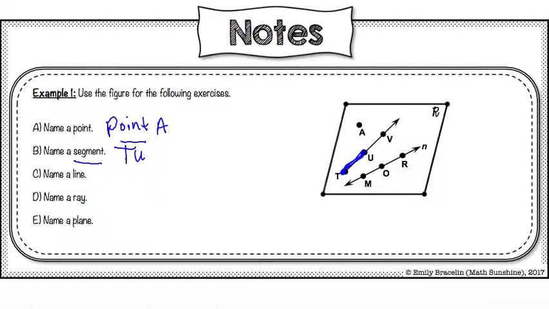How about a line? Let me erase this. How about a line? Do you see any lines? I see one. Okay, I see line N, or I could call it line MO, OR. I could call it MR, RM. I'm going to name this line MO. And because it's a line, it should have two arrows on the ends.